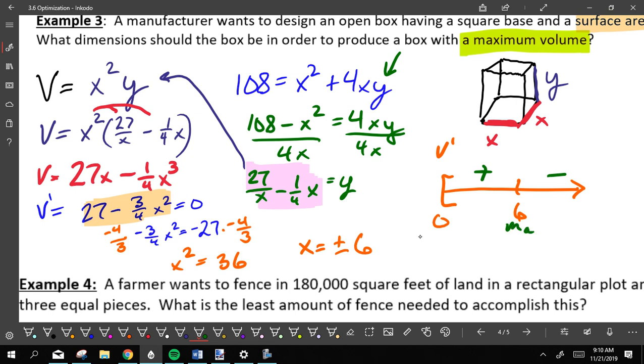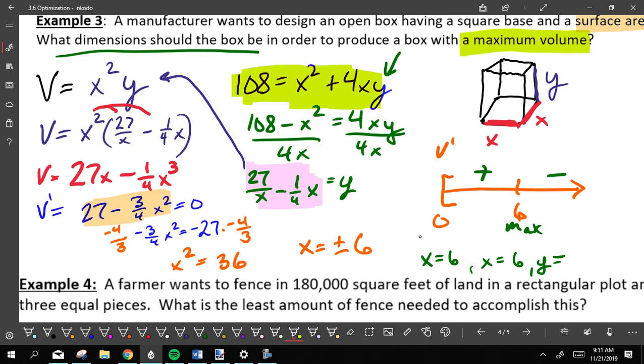And so let's answer the questions. What dimensions should the box be? Well, x should be 6. That means my other x should also be 6. And my y value is going to be, how could I find that? Plug it back in. We've got a surface area equation right here. You can do that. X squared, so that'd be 6 squared, subtract it over, divide by 4 times 6. Your y value should be 3. Y is 3. Plug it back in and solve. 6 by 6 by 3, that's what my box should be in the end.